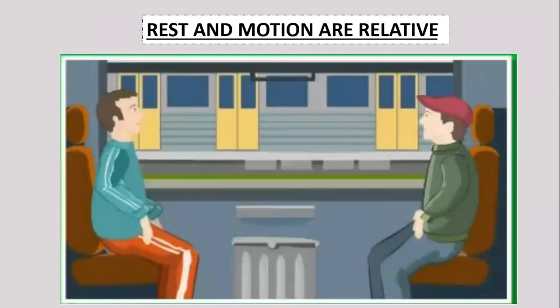Let's see another example. There are two passengers sitting in a moving train. The passengers are observing each other, and to them, they are in state of rest with respect to the moving train. But to the surroundings, that are the objects outside the train, they are in state of motion. Thus, we conclude that they are in state of rest and motion at the same time with respect to observer and surroundings.